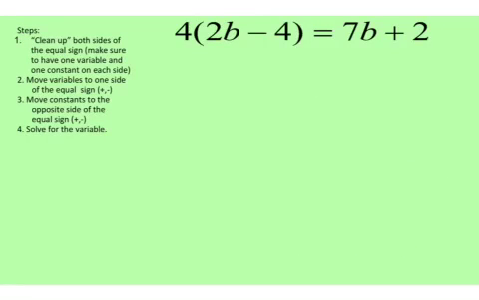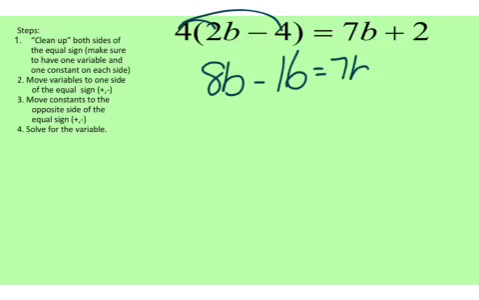All right, I'm going to go through one more with you, and then I'm going to let you do them on your own. First step, clean it up. Well, I see distributive property here, so I'm going to distribute everything. 8b, and then 4 times negative 4 is negative 16 equals 7b plus 2. Now I want to get all the variables on one side and then all the constants on the other side.